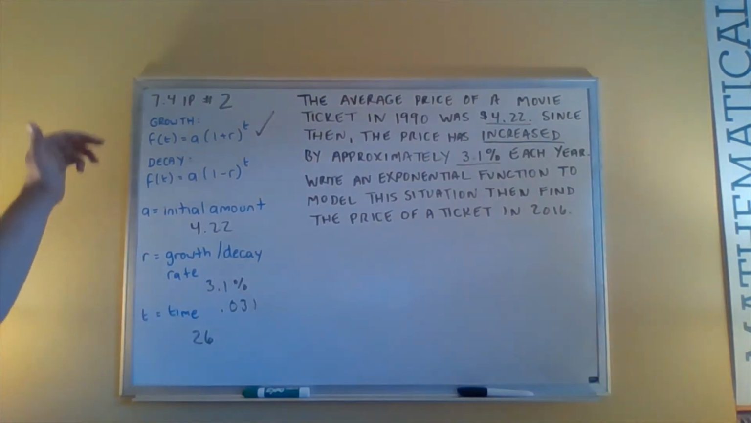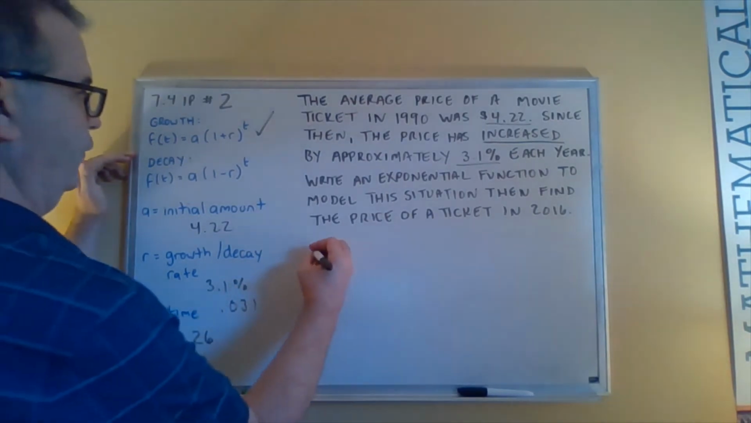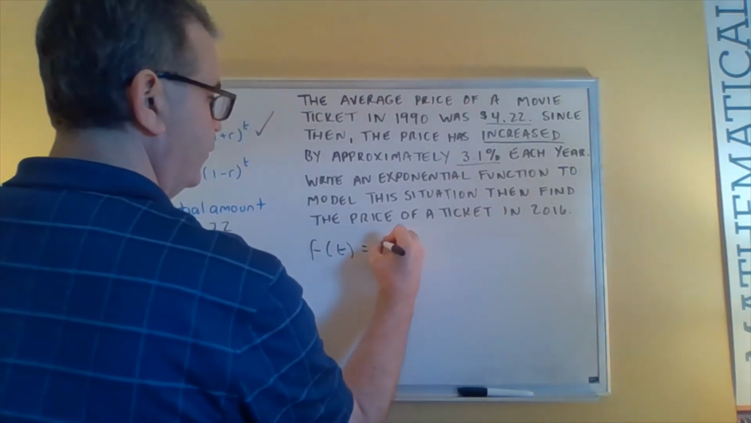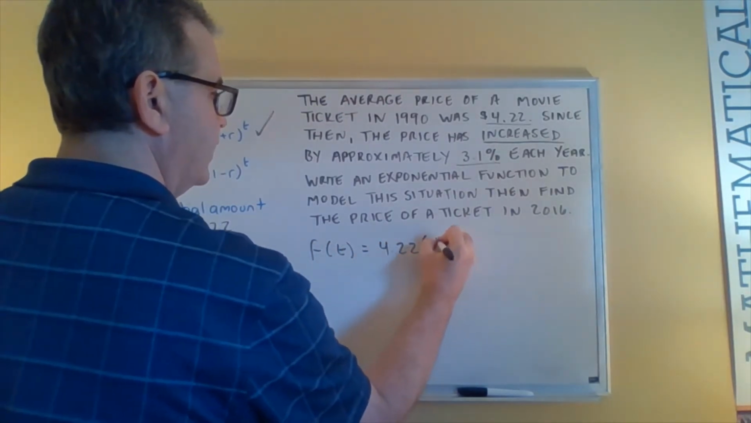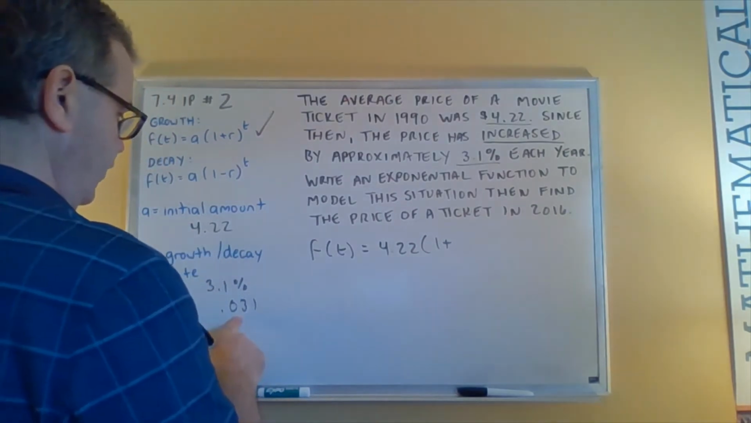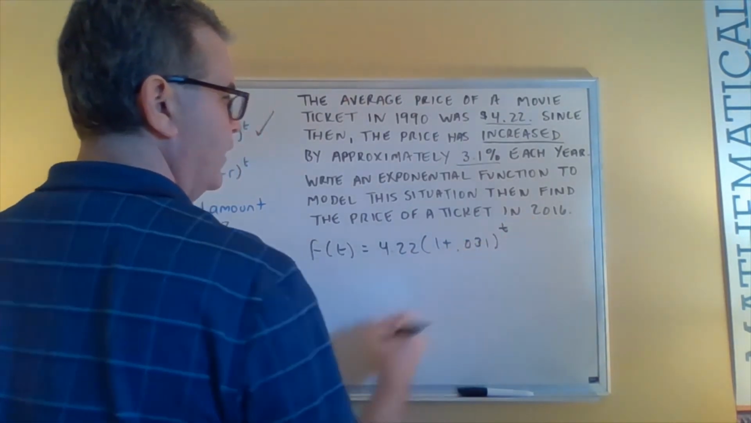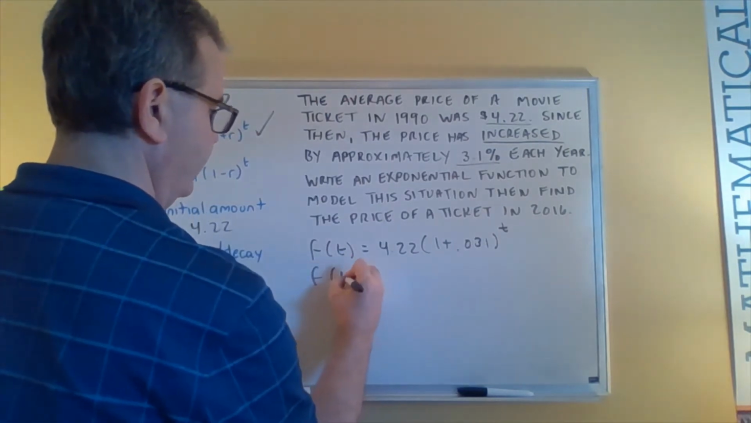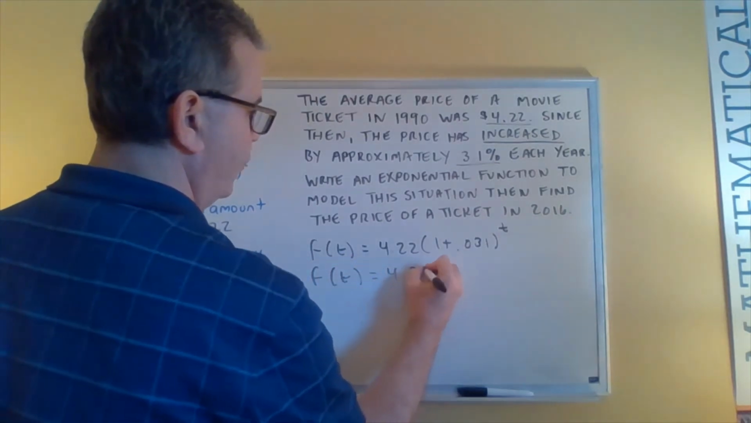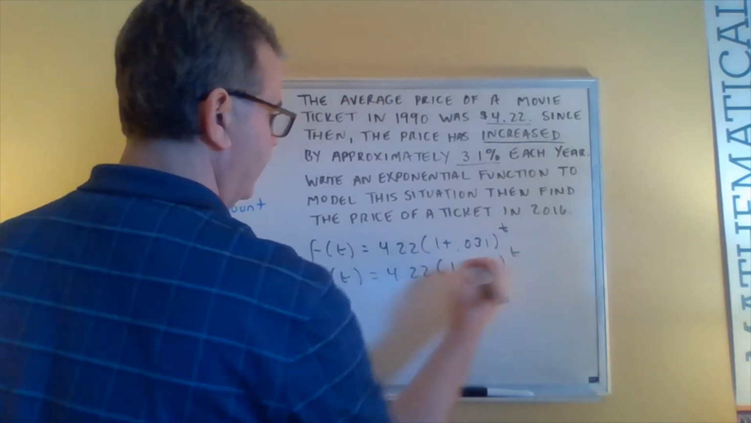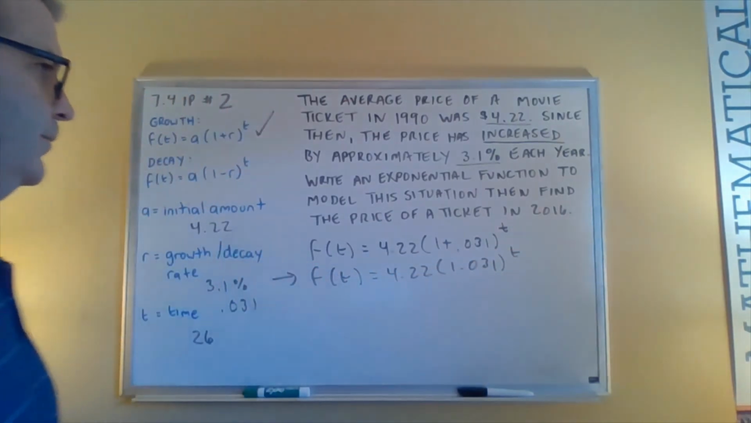All right, so let's plug these into our formula here. First, let's come up with our model function. We're going to have f of t equals A, which was 4.22, times 1 plus our R, 0.031, raised to the t. So we'll simplify that a little bit. We get f of t equals 4.22 times 1.031 to the t power. That is our model function.